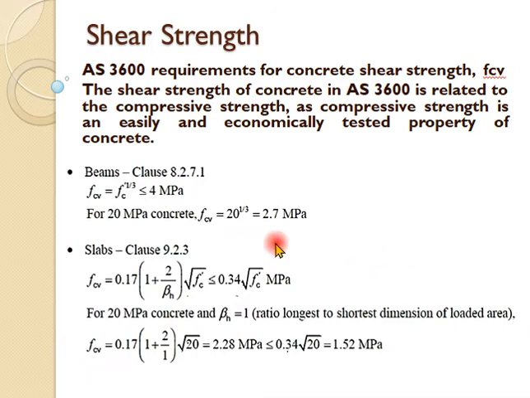For example, if we have a slab with dimensions 4 by 4, the beta_h will be equal to 1. And with a concrete compressive strength of 20 megapascal, we can estimate the shear strength by this formula, and it will be equal to 2.28 megapascal, which should be less than 0.34 times 20 to the power of half, which is equal to 1.5 megapascal.